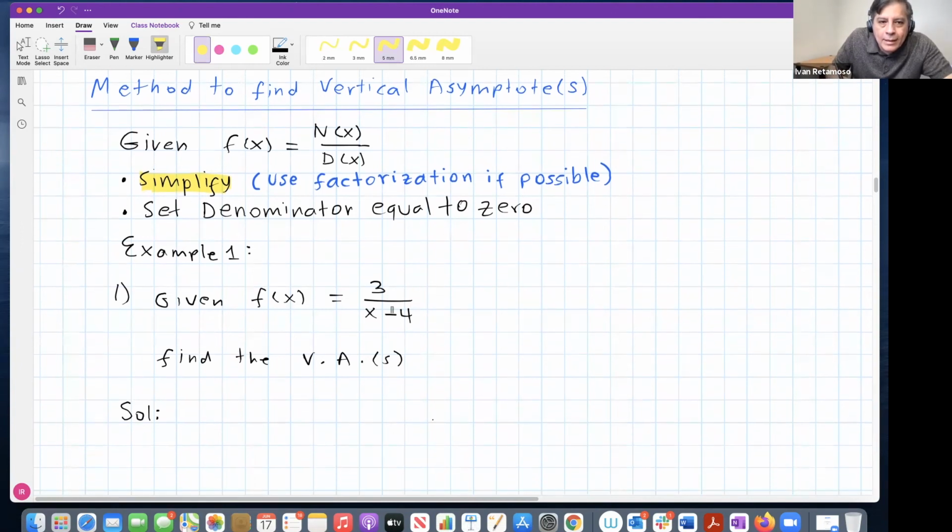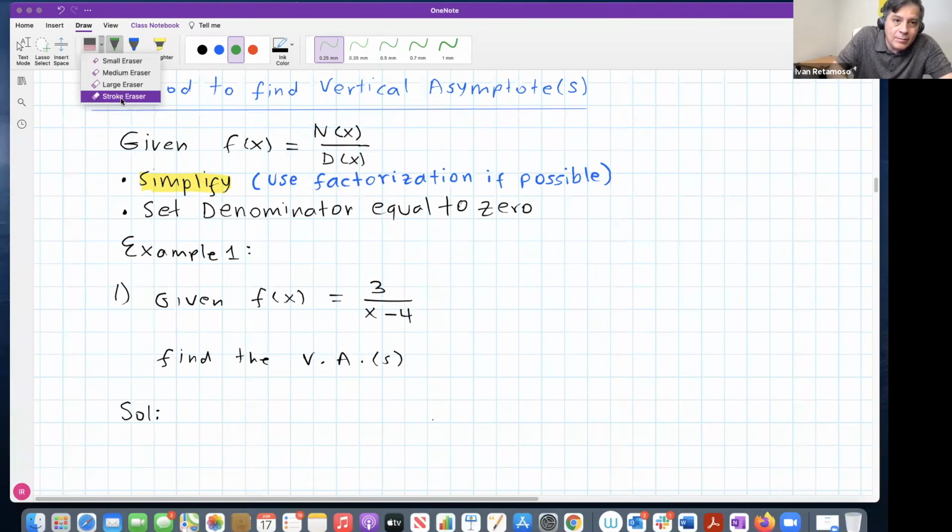Let me apply this nice method to this example 1. Example 1 says, given this rational function f of x equal 3 over x minus 4, find the vertical asymptote, VA, shorthand for vertical asymptote. And within parentheses I'm writing an S, because there could be just one vertical asymptote, but perhaps there will be 2 vertical asymptotes. We will see. Maybe 3, but we will go up to 2 perhaps in this course. All right, so let's do it together.